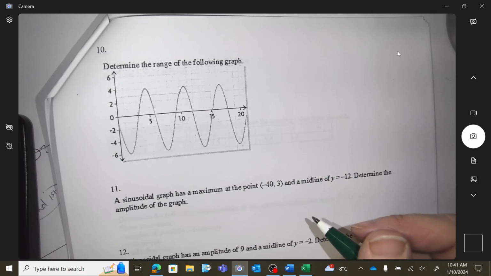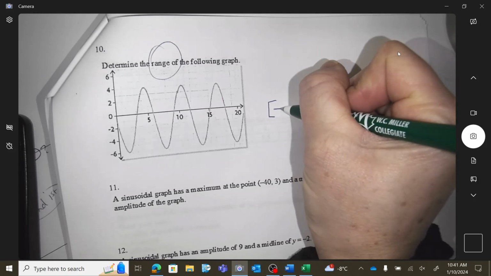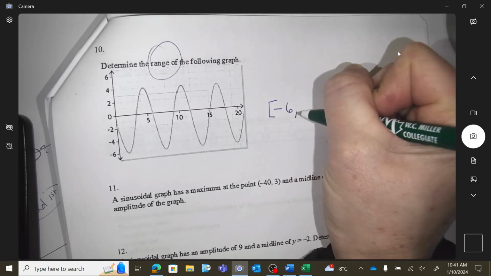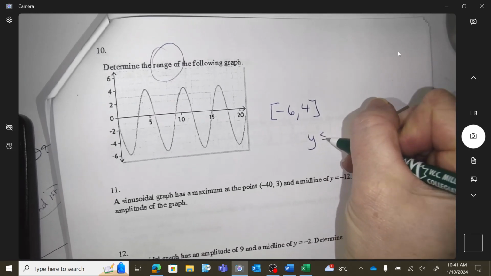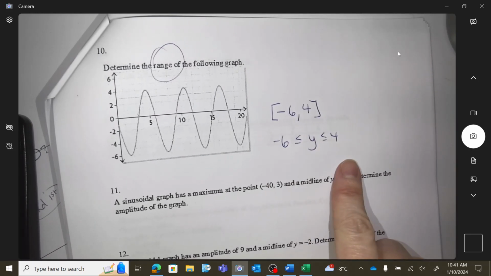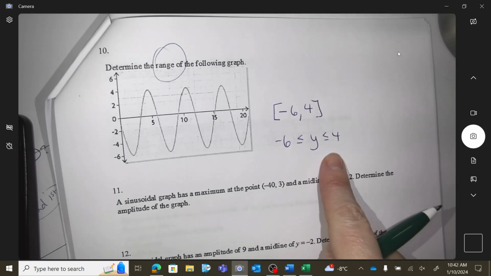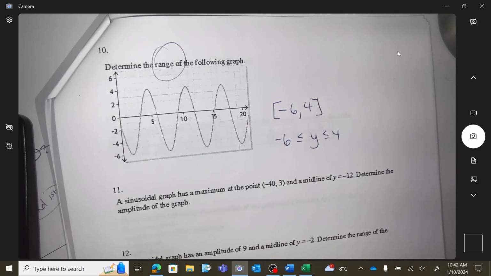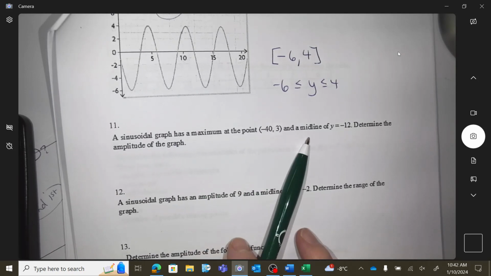Determine the range. So range is low to high. So -6 is the lowest height up to 4, and that's what I'd look for. You can write that. I'm assuming if they write something and you have to recognize it, they would make it look like this. That's probably what theirs would look like. So all of a sudden, if you see this written, what does it really mean? That's the same thing. So this tells me a sinusoidal has a max there and a mid there.